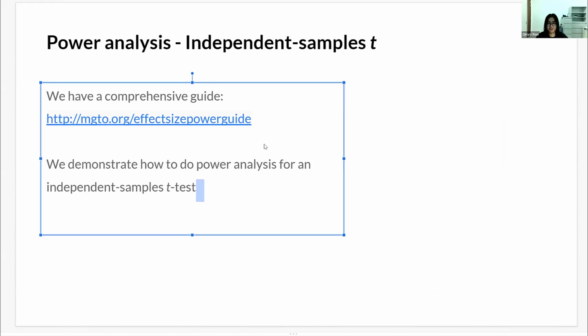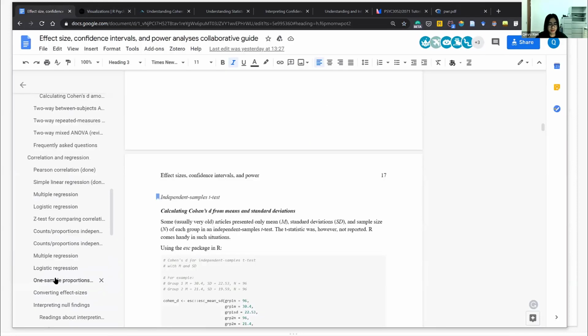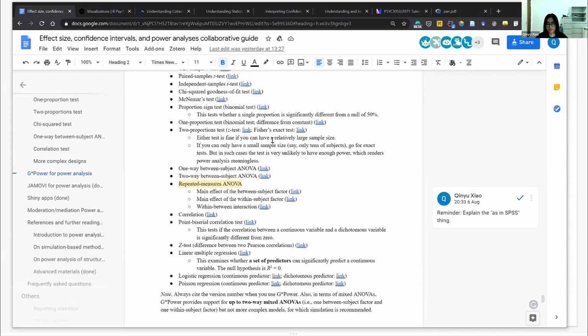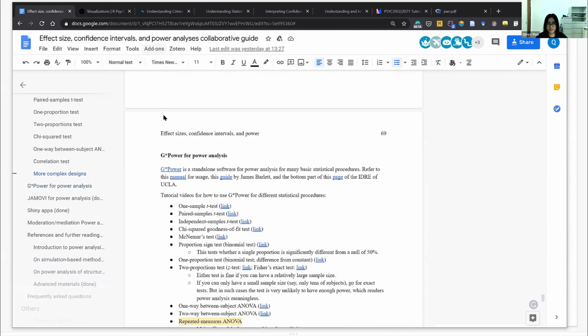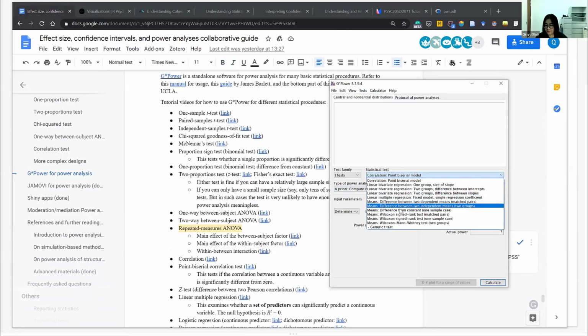And just to make sure that, where's my browser? Okay. We also have listed out a lot of guides for you to refer to, the videos on how to use G*Power to conduct power analysis for a wide variety of statistical tests. So if you're not sure which test you should choose from the large number of tests G*Power supports, you can refer to this page to have an idea. It's also in the guide. So now we have an independent samples t-test to do.